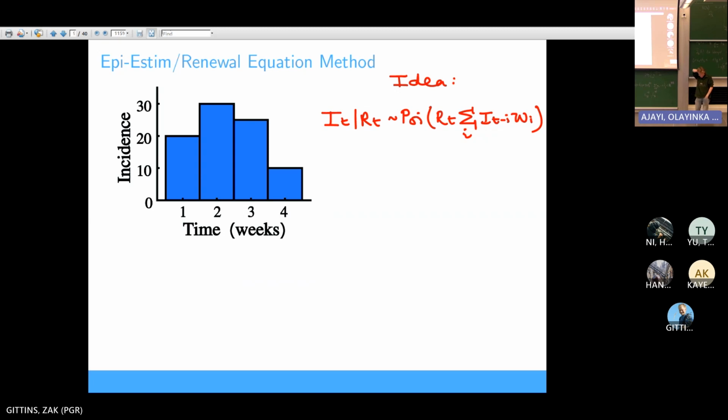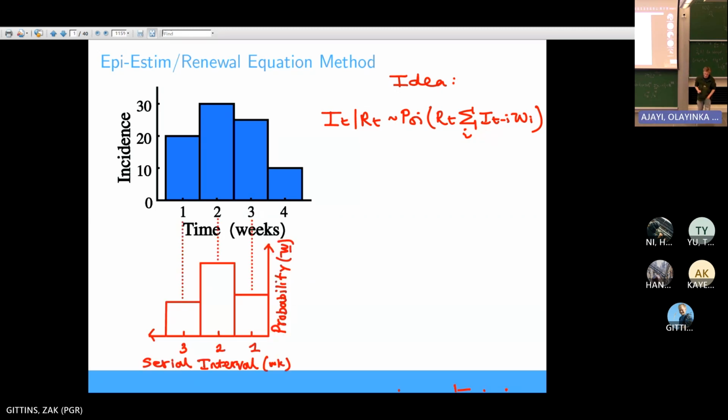So the idea really is this equation in the top right. I_t given R_t is a Poisson random variable with this rate parameter, and that's what I want to commit to. I've lined up what a serial interval might look like for the distribution. You'll see why I've lined it up like this in a moment. The x-axis is going opposite, but this is the probability that the serial interval was 1 week, and then 2 weeks, etc.